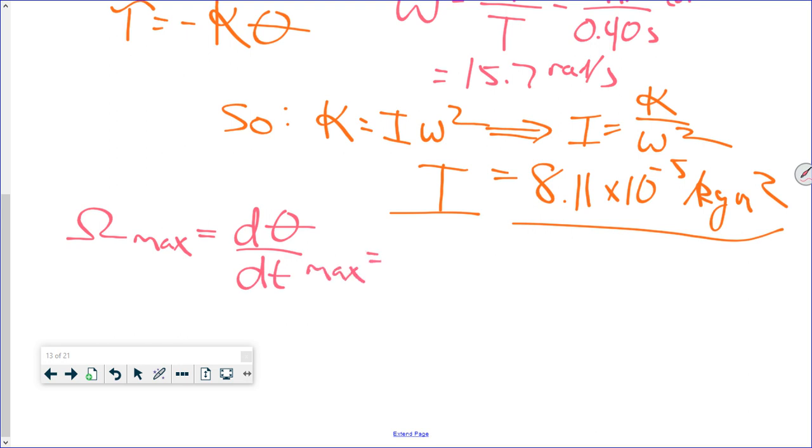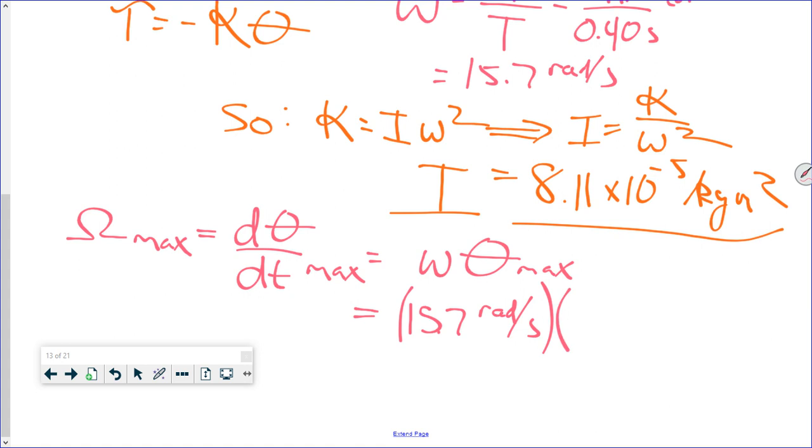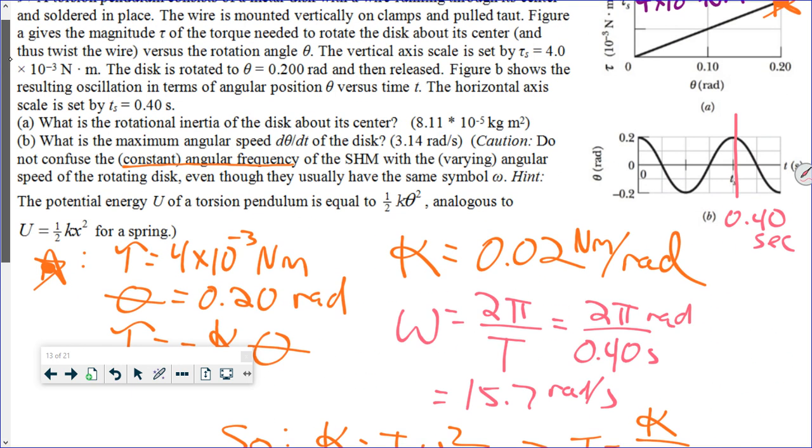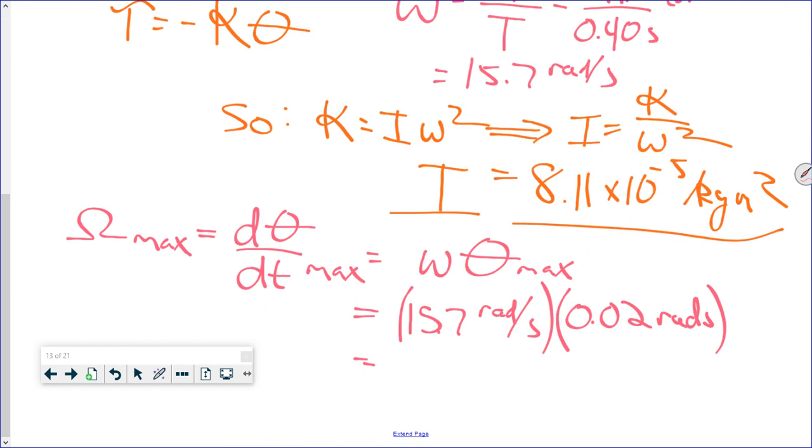So what did we just decide? It was omega times theta max, right? So omega we know to be 15.7 radians per second. Our theta max was, is it 0.02? Is that right, you guys? Help me out. Oh no, it's 0.2. All right, and you get 3.14.